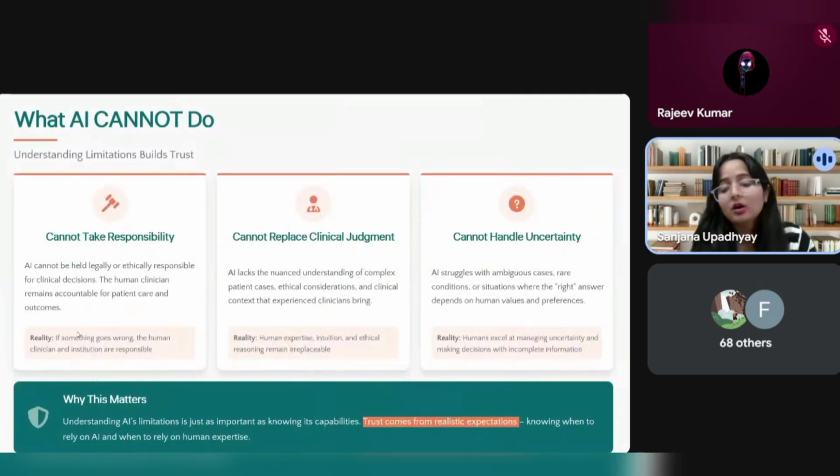Along with that, what AI cannot do. This is something which is very important to know at this stage. What AI cannot do is take responsibility. That is, if AI is predicting something, then it should be backed by a doctor.